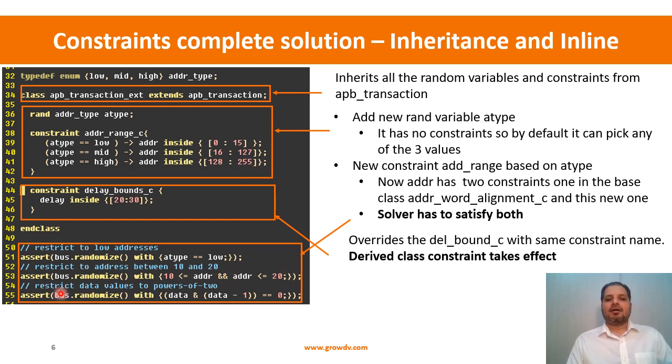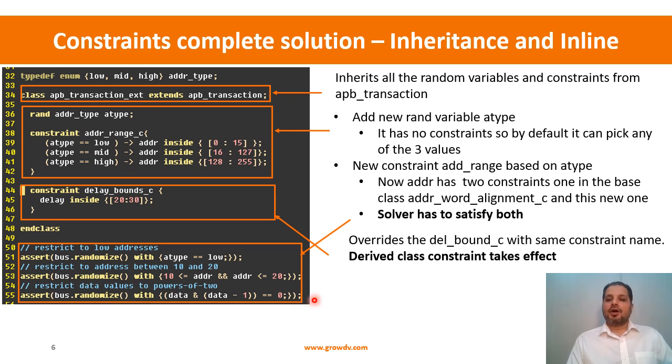Okay, and here is one more thing I am showing. If I want to generate data which is always a power of 2, then I can use this particular expression: data and with data minus 1 should be equal to 0. When you do this, you can put in some numbers and work it out. It will always lead to power of 2 numbers. So I can add this also as an additional inline constraint.